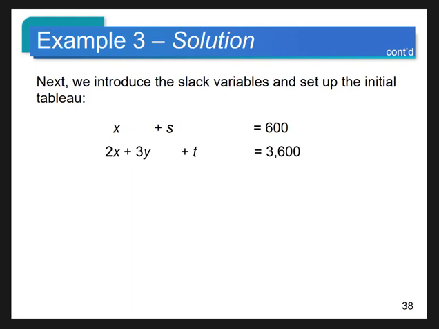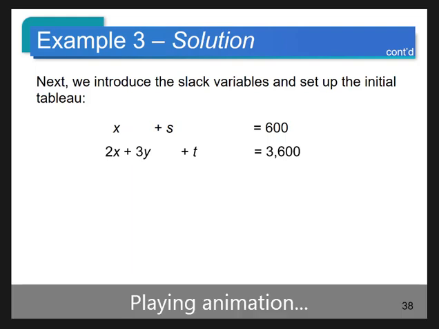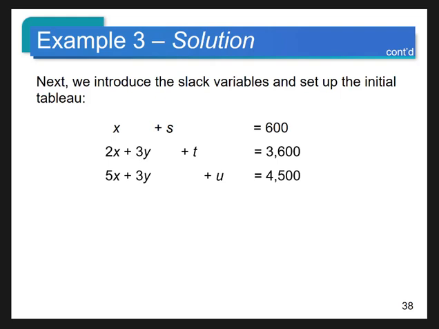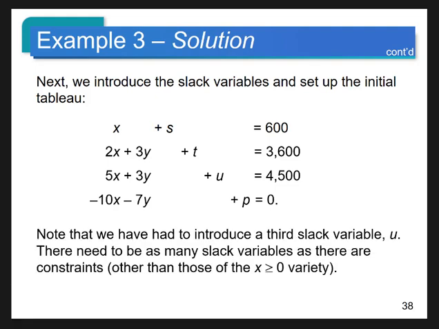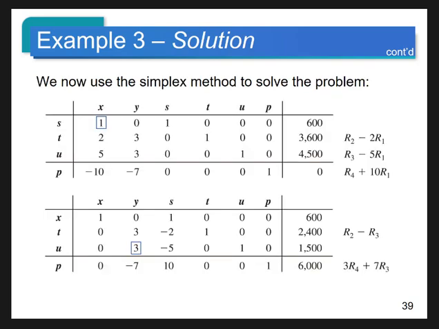2x plus 3y plus t equals 3,600. 5x plus 3y plus u, our third slack variable, equals 4,500. And then we have our objective function rearranged, putting all the values on the left side. So that is going to now go into our tableau, basically our organized matrix, a different version of a matrix.